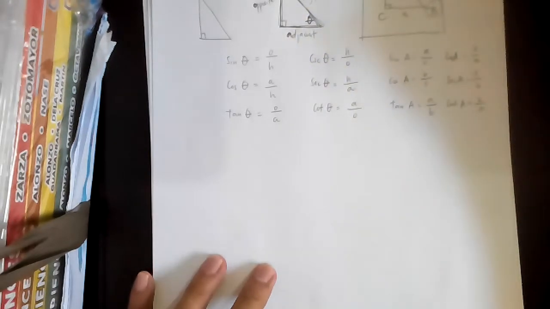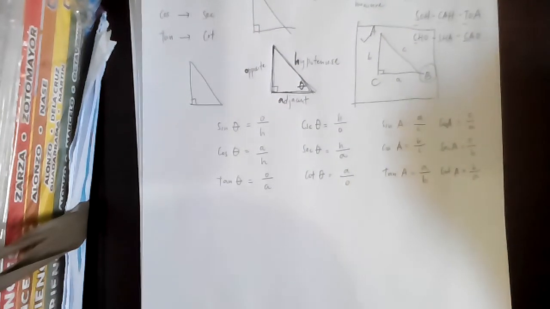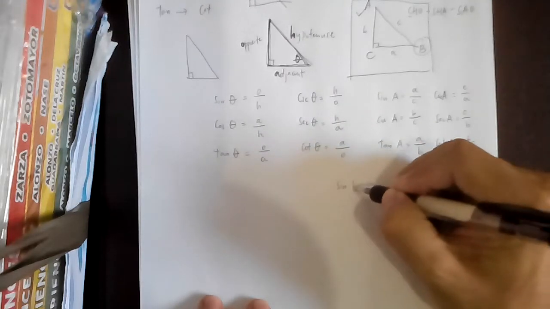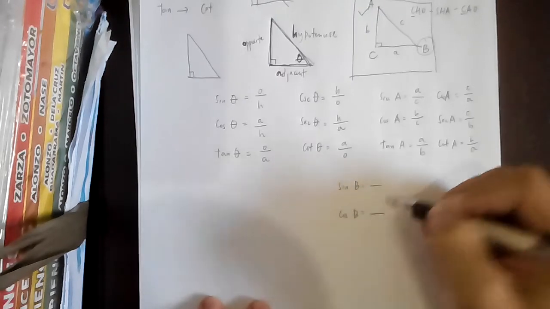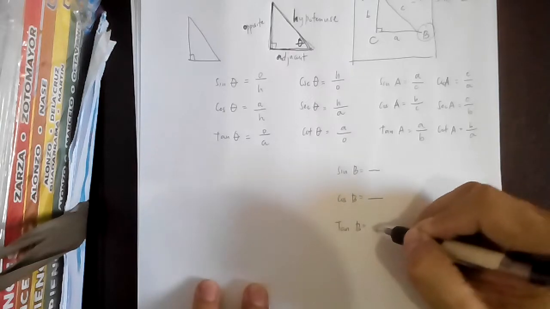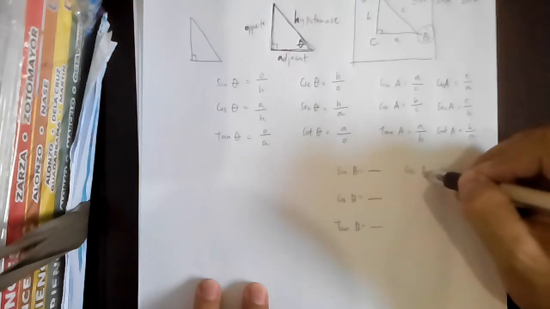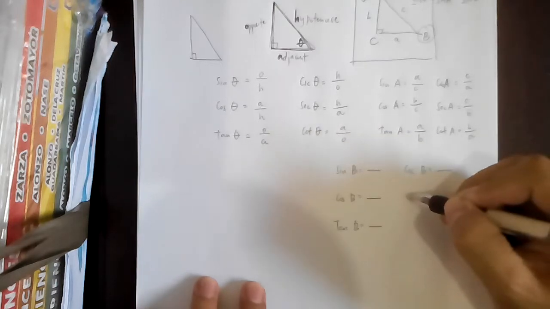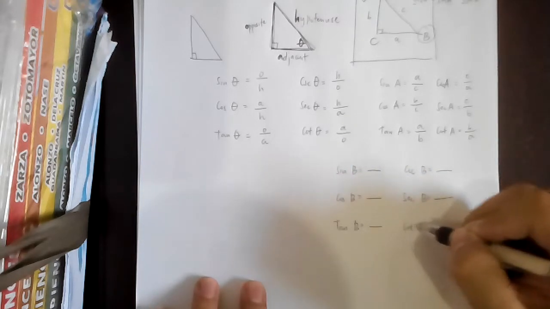Paano naman pag B ang ating kukunin? So, we're done with A. Next is kunin natin yung 6 trigonometric ratios ni B. Punta tayo kay sine B, cosine B, tangent B, reciprocal nila. Sa sine is cosecant B. For cosine, we have secant B. And for tangent, we have cotangent B.